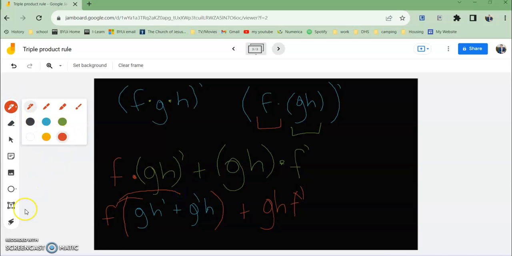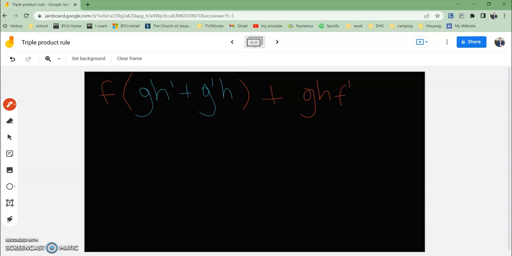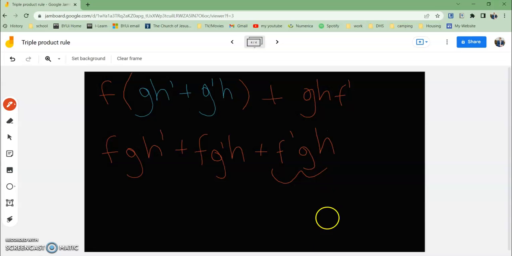And so let's move that to the next page. Okay, let's factor that. So now we have f times g times h prime plus f times g prime times h plus g h f prime. Okay, and since these are all multiplied together, I'll just rearrange that. So it's going to be f prime g h. And if you notice this should hopefully be the exact same thing that we had before.